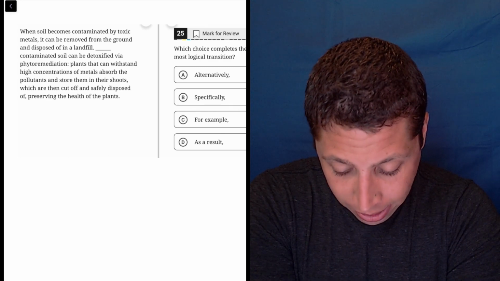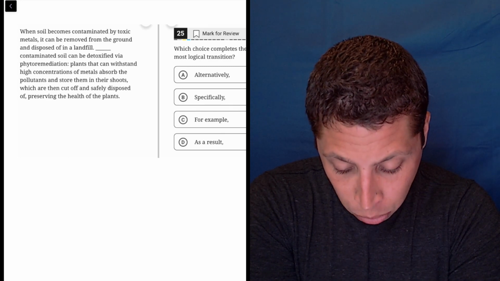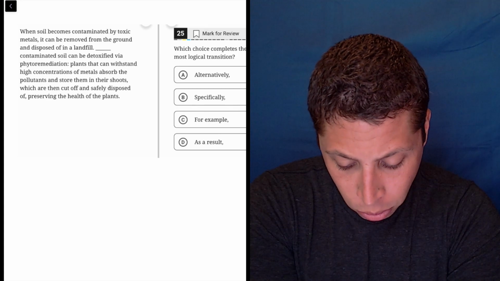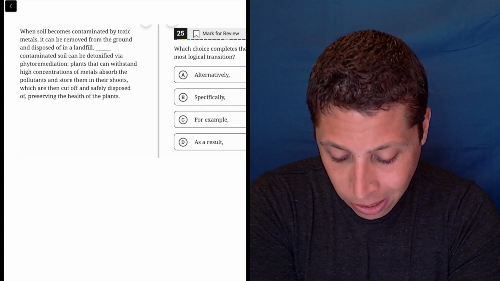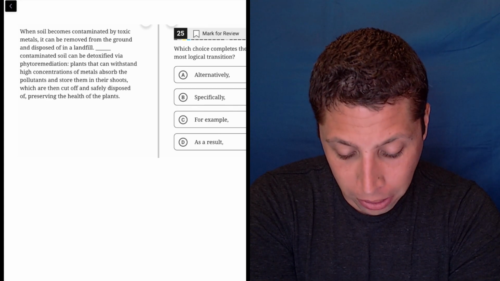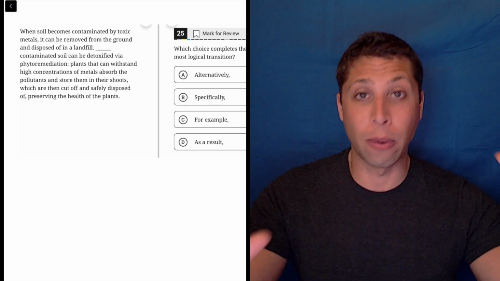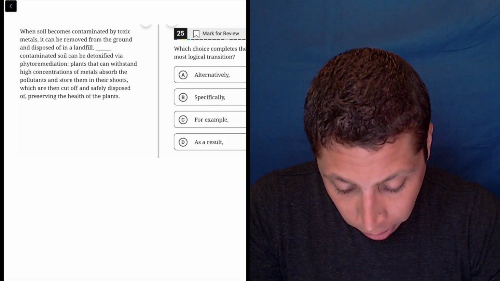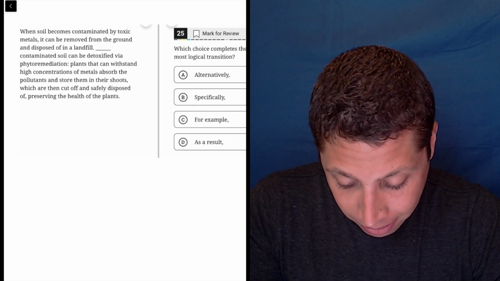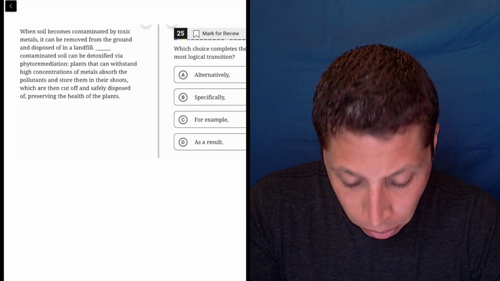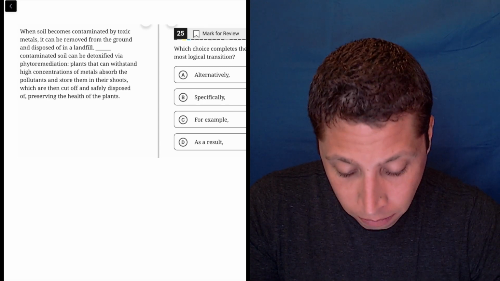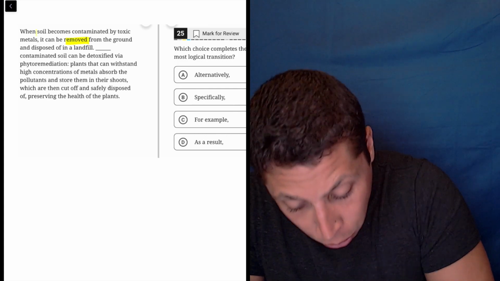Plants that can withstand high concentrations of metals absorb the pollutants and store them in their shoots, which are then cut off and safely disposed of, preserving the health of the plants. Okay, all right, so I don't even know what's going on here. Let's see. When soil becomes contaminated by toxic metals, it can be removed from the ground and disposed of in a landfill. So you can remove the soil.